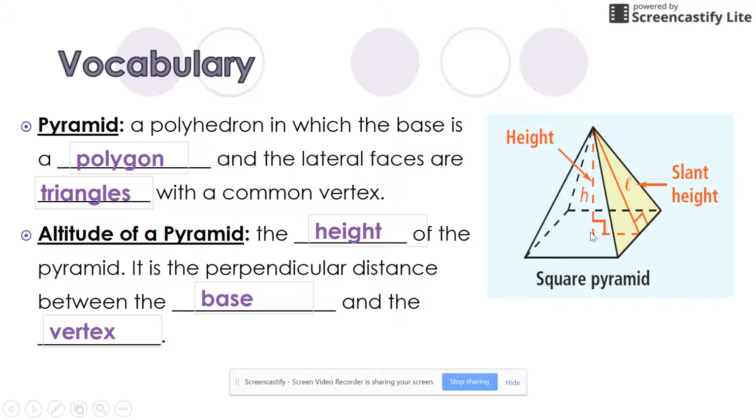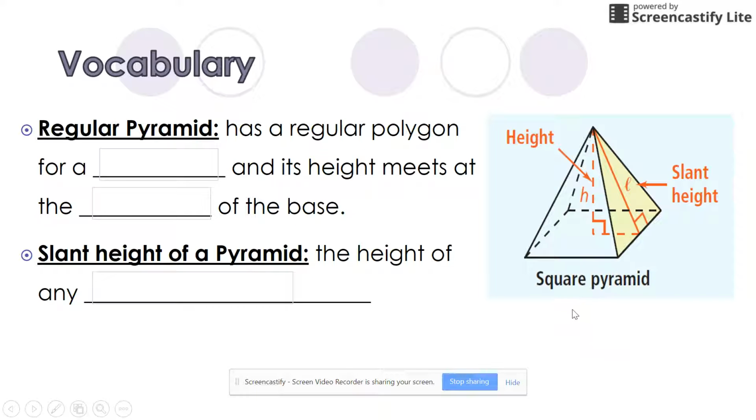The altitude of the pyramid is the height, and that is right here at this right angle. I think you can see that arrow moving on the video. A regular pyramid, which is mostly what we'll work with, regular means it has a regular polygon for a base. So it has a square or an equilateral triangle. All the sides are equal.